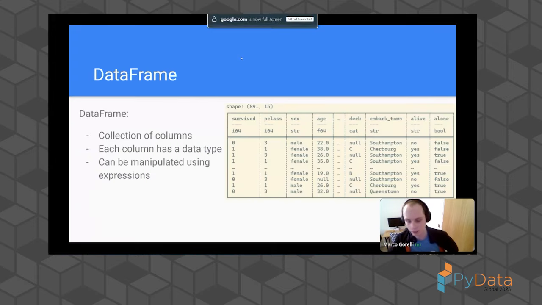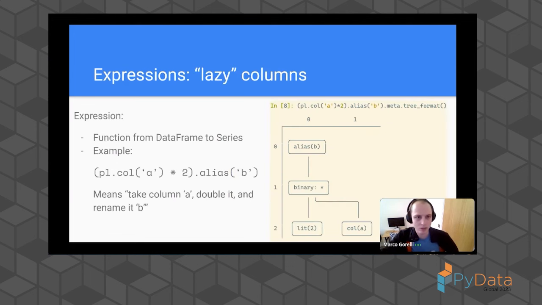So DataFrame is the fundamental object we're going to be using within polars. It's just a collection of columns, each one of which has some values which should all be of the same data type. And you can manipulate them using expressions. Wait a second, what's an expression? An expression, you can think of it as a lazy column, or slightly more formally as a function from a data frame to a series.